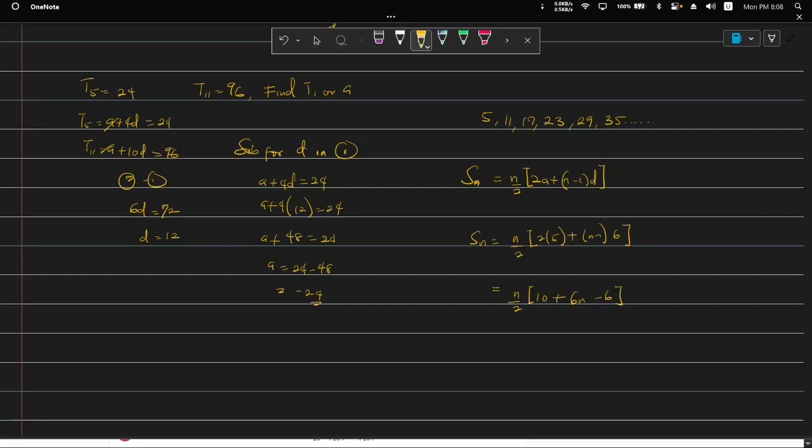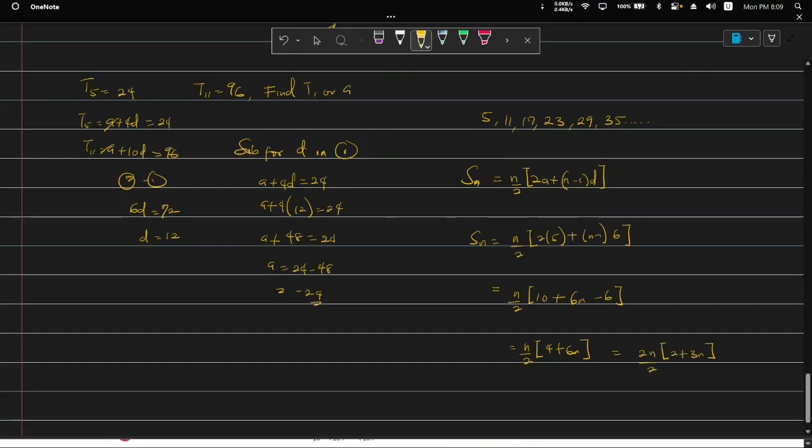6n, 6 times minus 1 is minus 6. 10 minus 6 is 4. So I have n over 2 into brackets 4 plus 6n. What did I notice? 2 is common in this bracket, so I can factor out 2. I'm going to be having 2n over 2 into brackets 2 plus 3n.